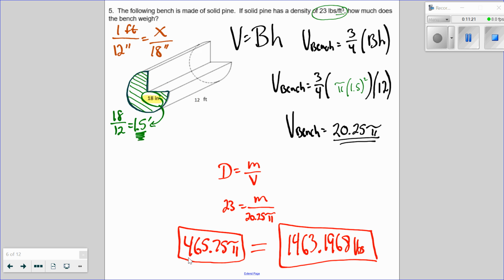So I can either leave it in terms of pi, the directions didn't say either way, or I could carry 4 decimal places. Honestly, what you should do if it doesn't tell you and you have pi involved, just leave it in terms of pi. But either answer would be acceptable as long as you kept 4 decimal places accurately. All right, so we did 3/4 of the cylinder after a nice little conversion of inches into feet.